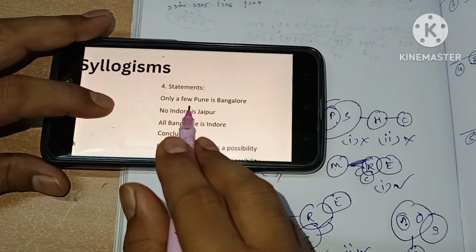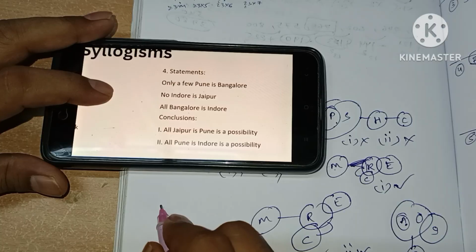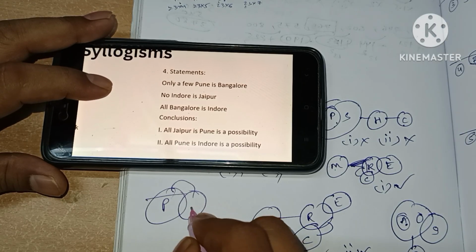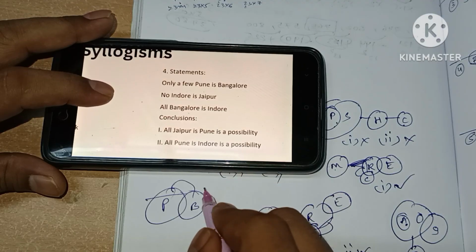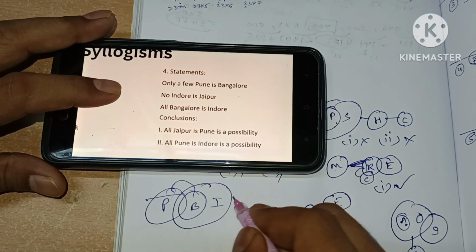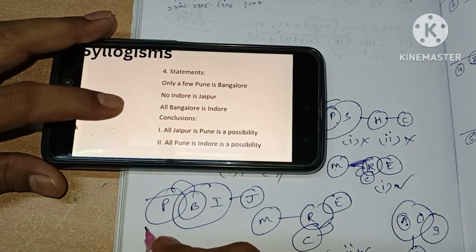Fourth question. Only a few Pune is Bangalore. No indoor is Jaipur. All Bangalore is indoor. All Bangalore is indoor. No indoor is Jaipur. Conclusion 1.